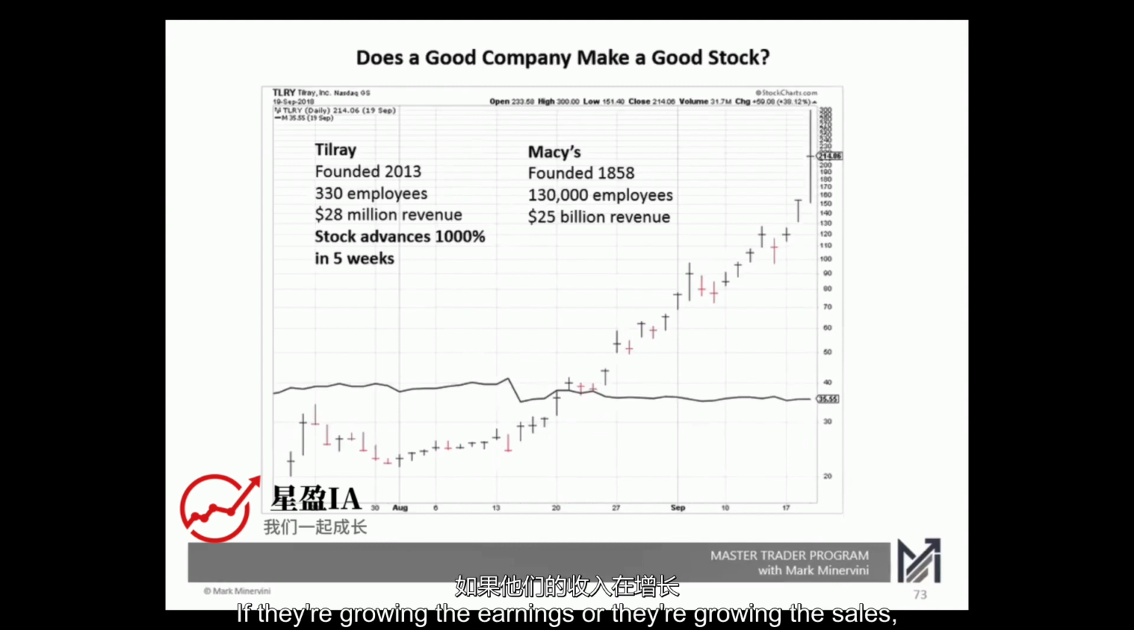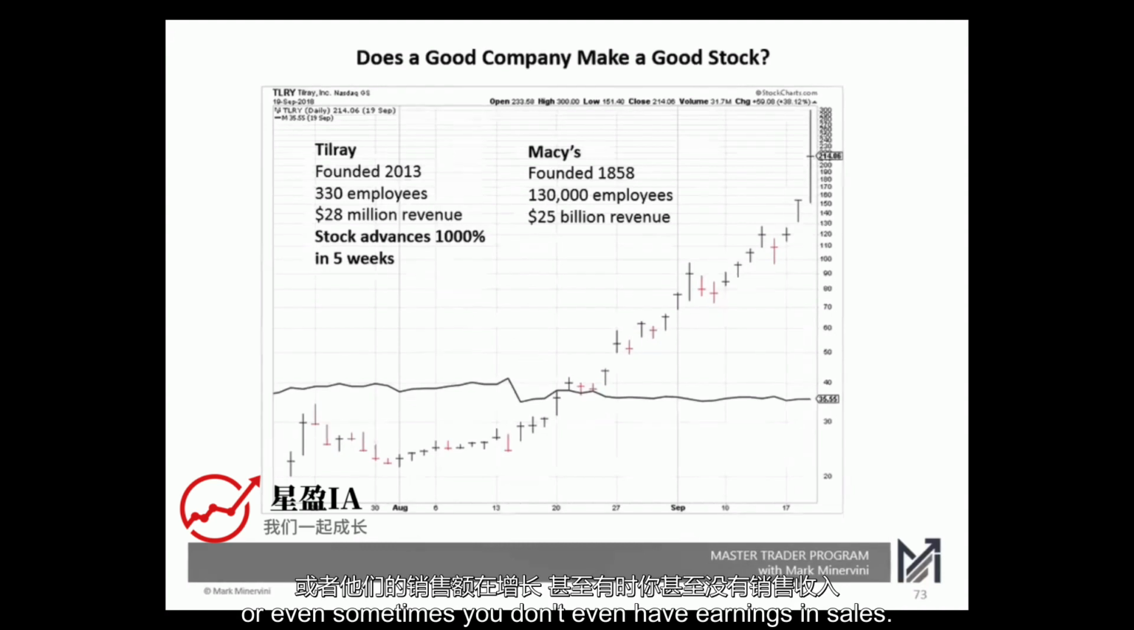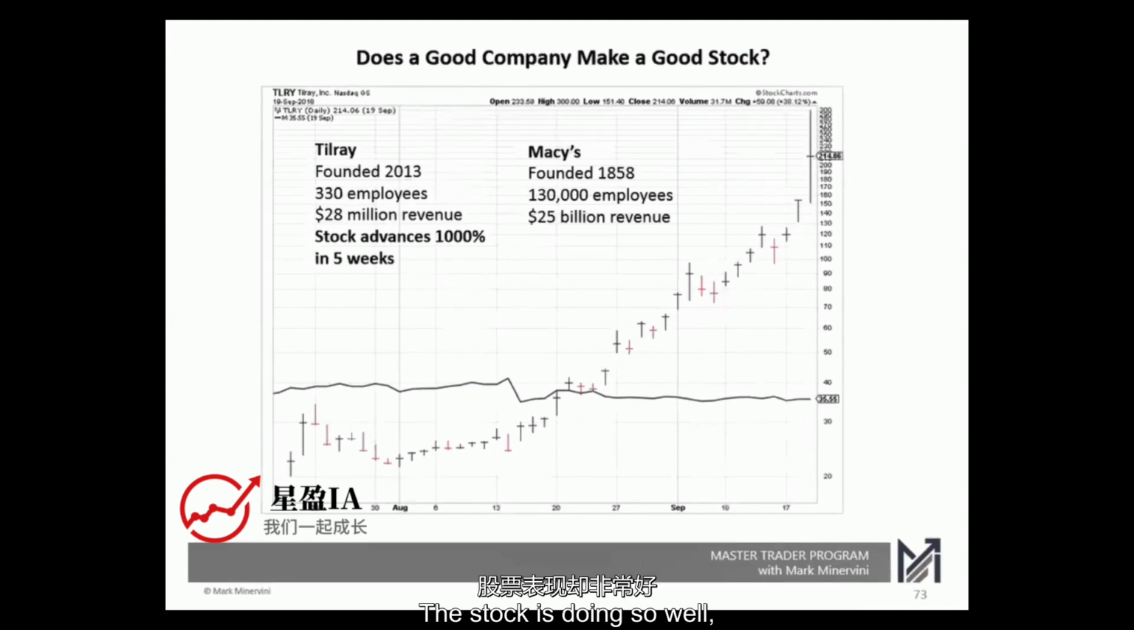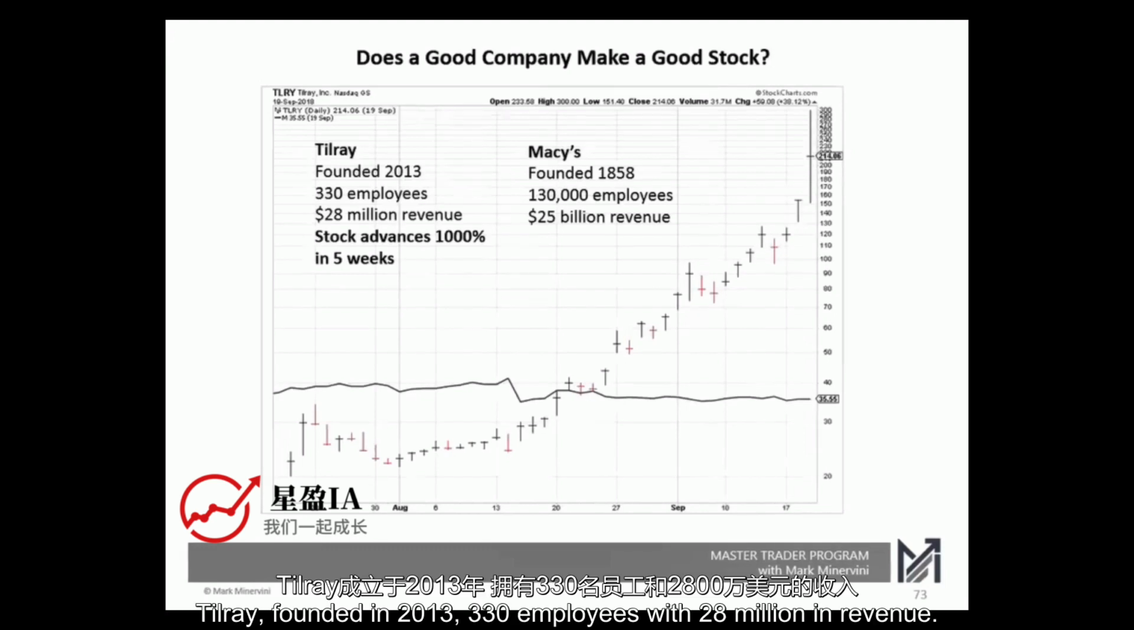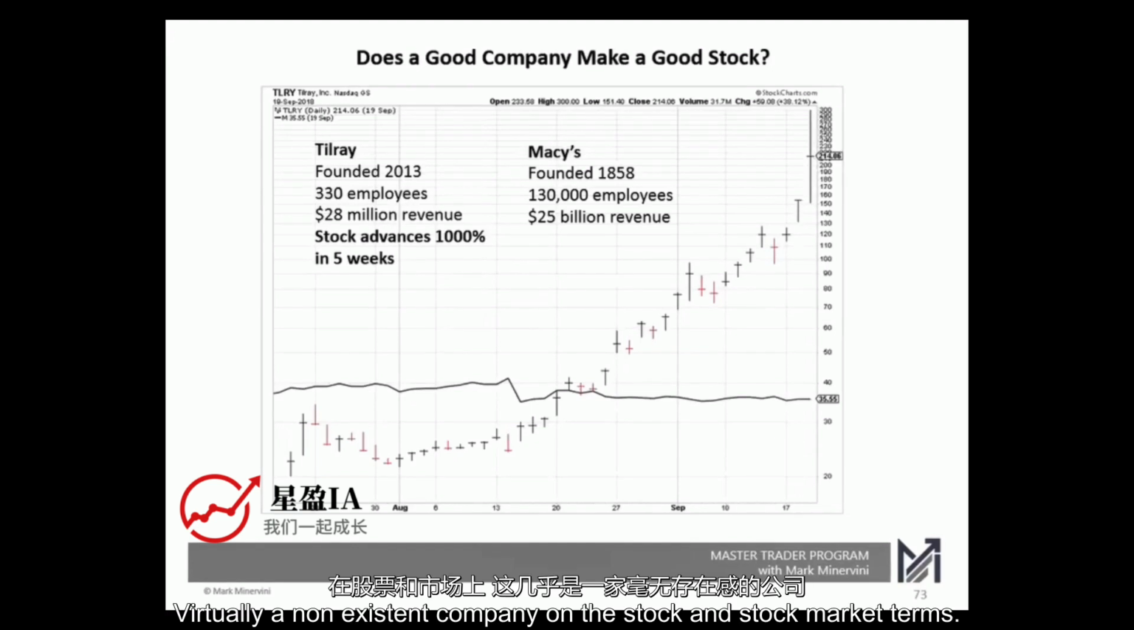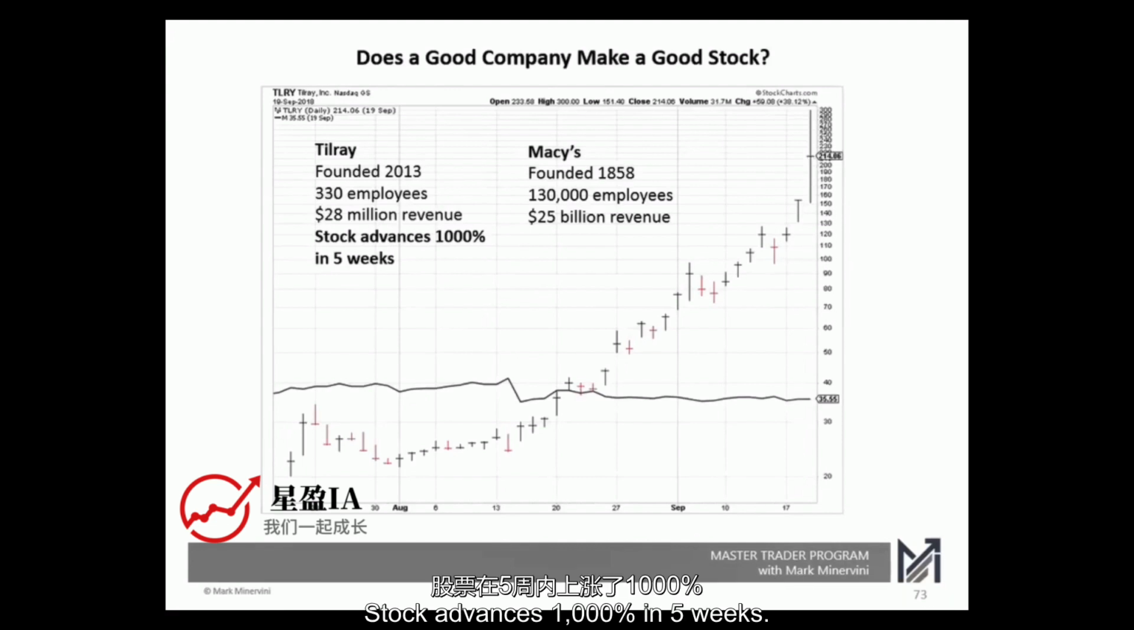If they're growing the earnings or the sales, or even sometimes you don't even have earnings and sales, and the stock is doing so well because the industry is so hot. Here's a perfect example. Macy's is around since 1858, 130,000 employees at the time, 25 billion in revenue. Tilray, founded in 2013, 330 employees with 28 million in revenue, virtually a non-existent company in stock market terms. Stock advances 1,000% in 5 weeks.